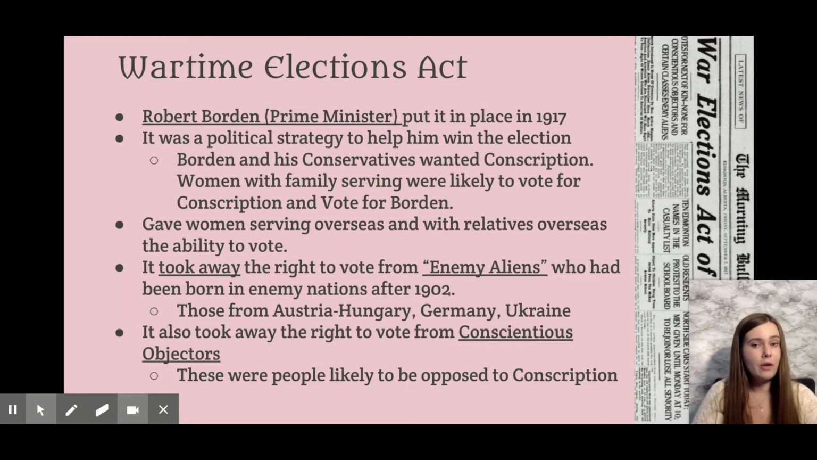It also took away the right to vote from conscientious objectors. We're going to talk about who those people are in a little bit. But essentially, they were people who did not support violence and did not support war. So the conscientious objectors and even the enemy aliens were probably more likely to oppose conscription. So that's why Borden took away the right to vote from them. He gave the right to vote to people he thought would vote for conscription and took away the right to vote from those who he thought would oppose it.